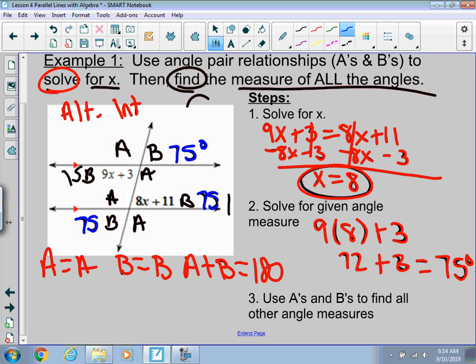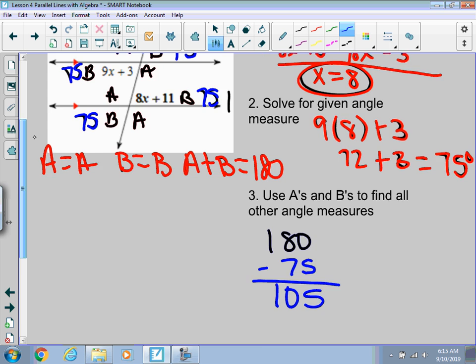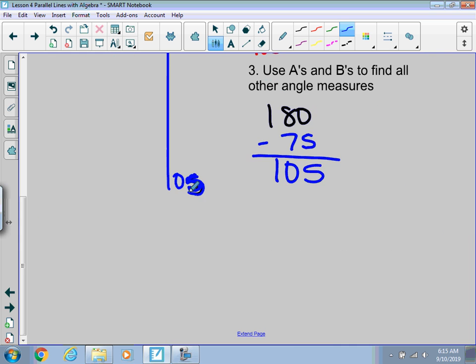Okay, so now to find the value of A, we just subtract 75 from 180 because A's and B's are related because they add up to 180, and when we subtract we get 105. So everywhere I see an A is going to be 105 degrees. Okay, so everywhere there's an A, it's 105.